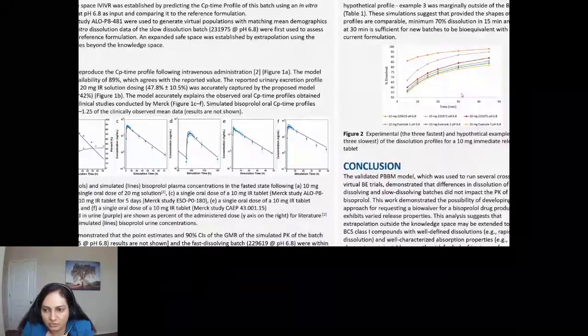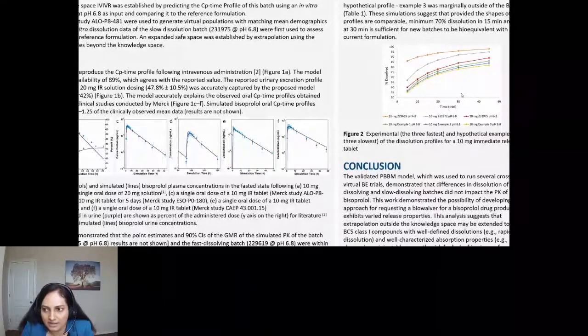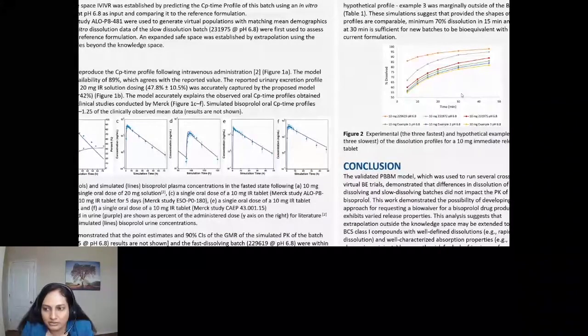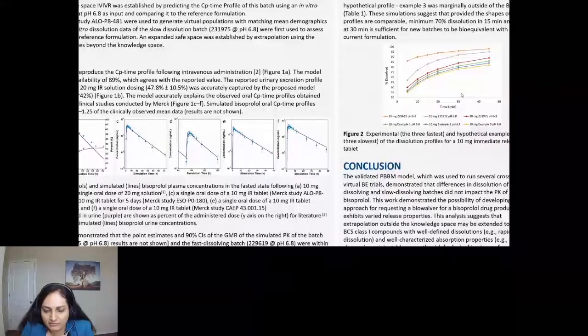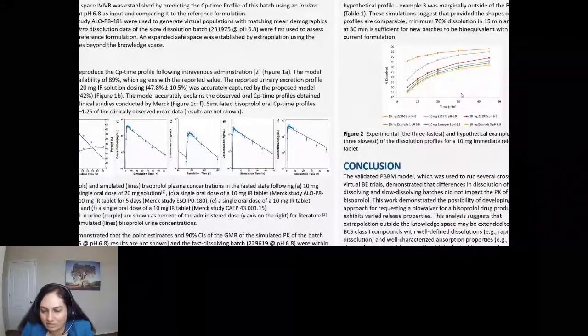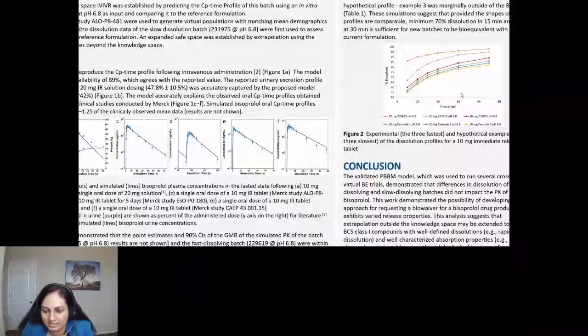So by doing this hypothetical dissolution profile, we wanted to demonstrate that it doesn't have to meet the requirement of the fast dissolving criteria, which is that 85% of the drug should be dissolved in 15 minutes, right? We could see that even a dissolution profile with 70% dissolution in 15 minutes and 79.5% in 30 minutes was still bioequivalent with the reference formulation.